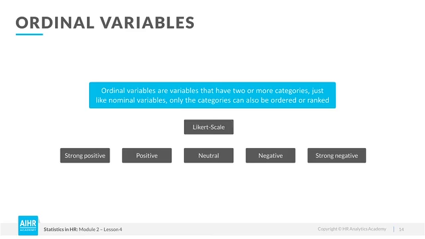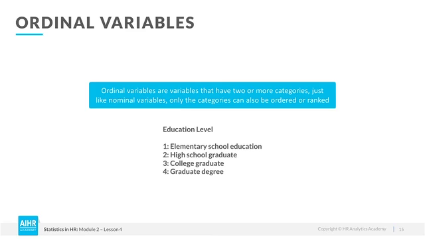Another example could be education level. Education level might be categorized as elementary school education, high school graduate, college graduate, and graduate degree. However, whilst we can rank the levels, we cannot place a value to them. We cannot say that a high school graduate is twice as educated as an elementary school education, for example.